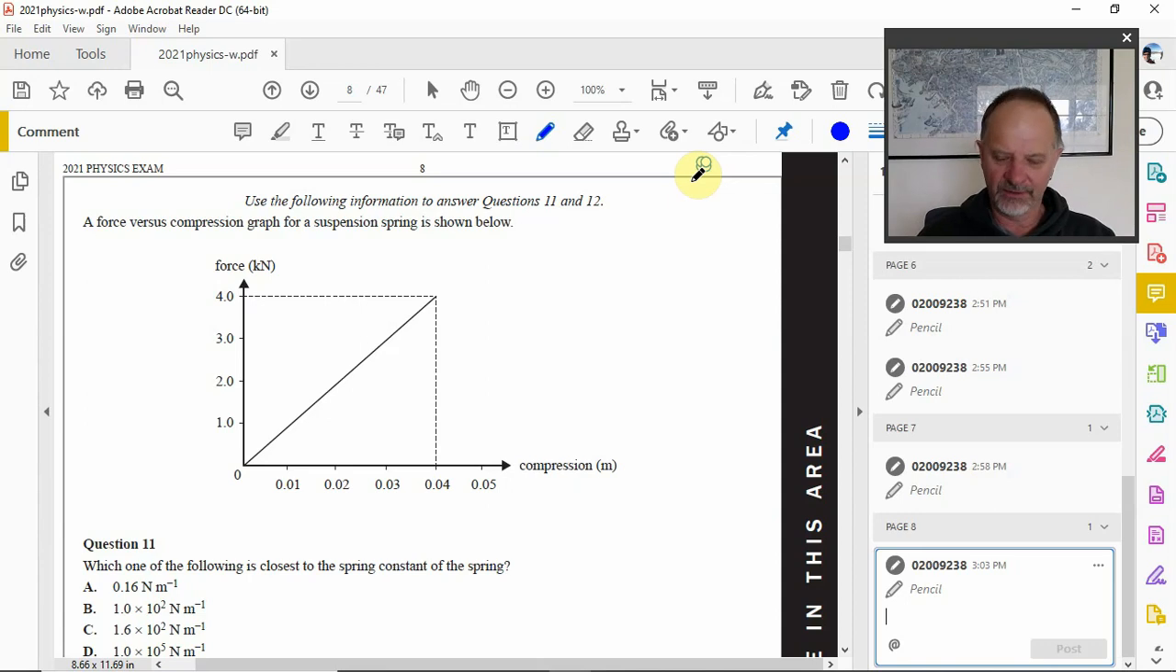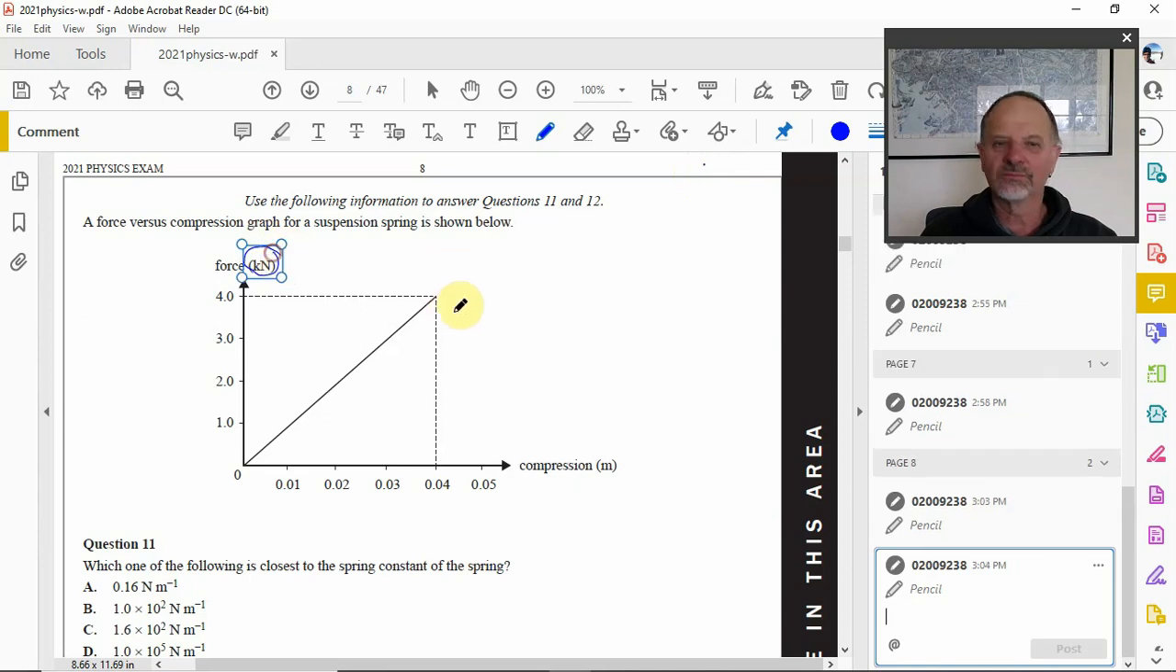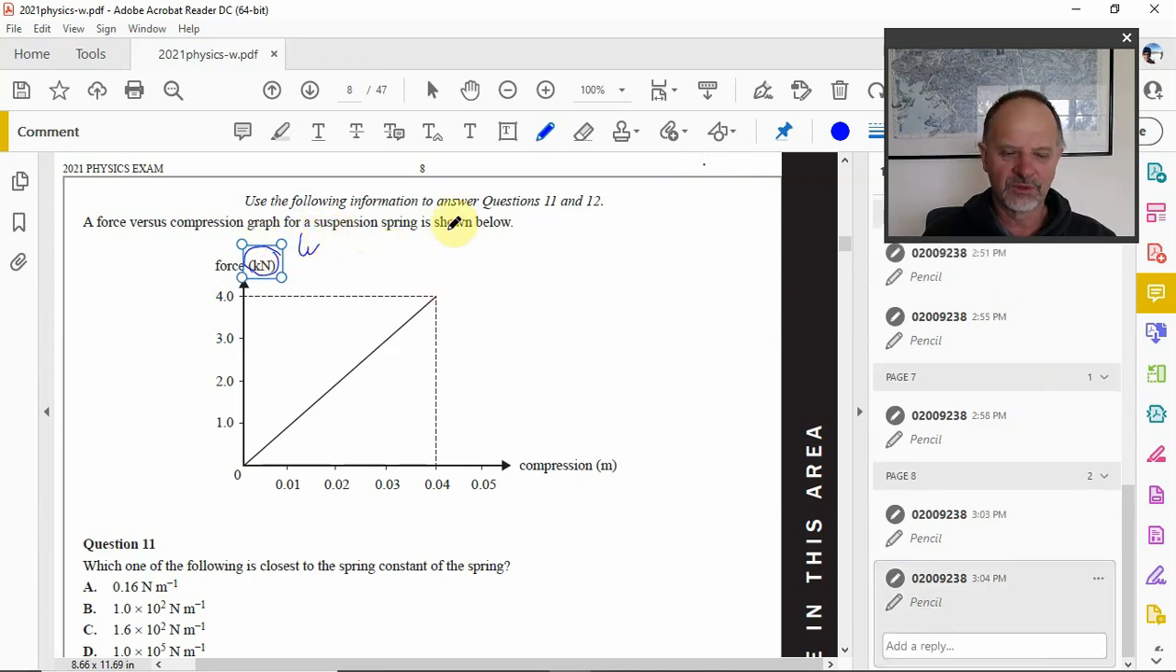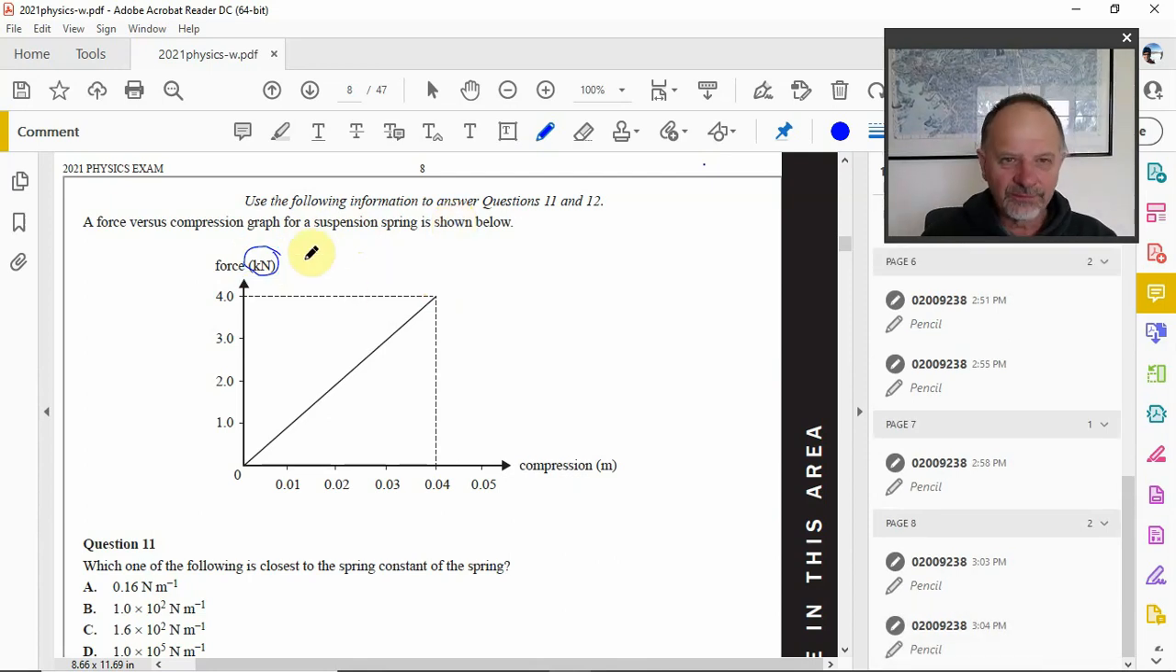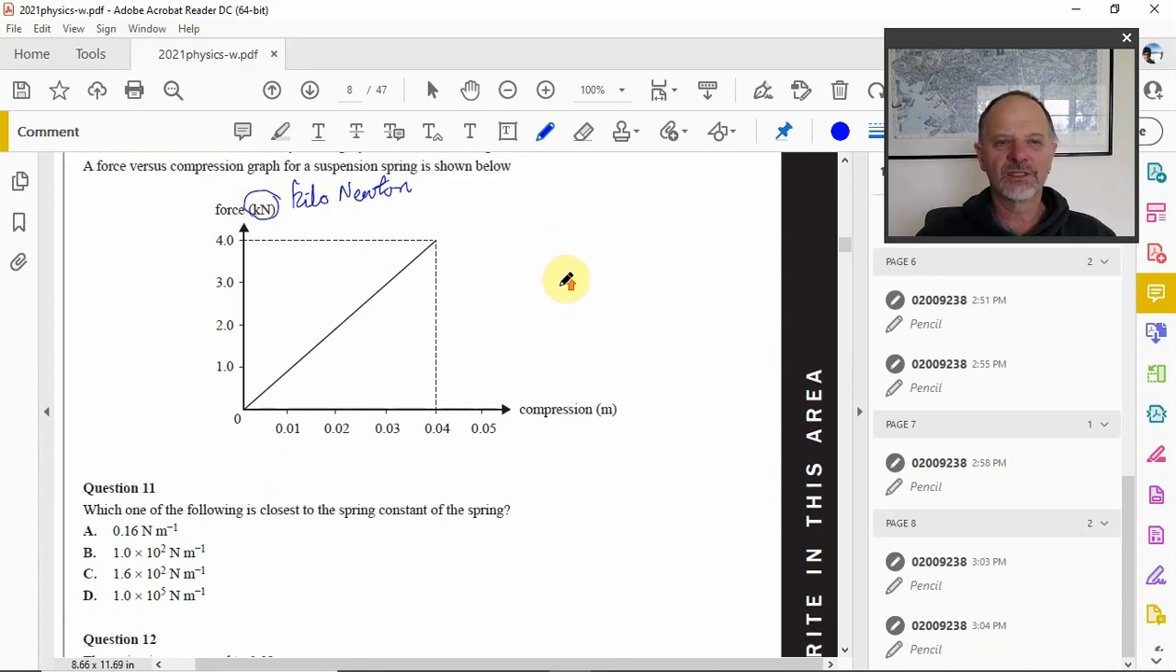So first thing before we even get to the question, take note of the units here. It's in kilonewton. So when we do any calculations, we've got to take that into account. All right, first question says, which of the following is closest to the spring constant?